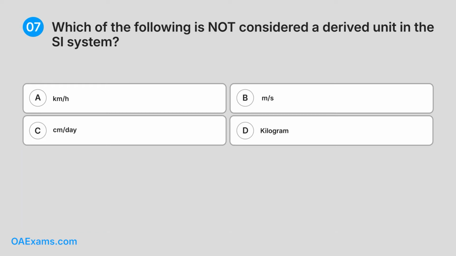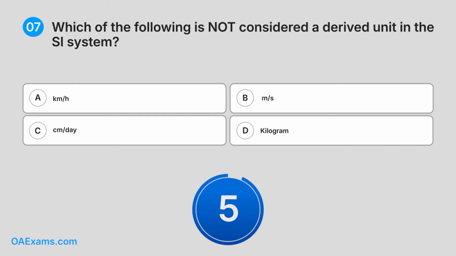7. Which of the following is not considered a derived unit in the SI system? A. km/h. B. m/s. C. centimeter/day. D. kilogram. Can you guess the answer?